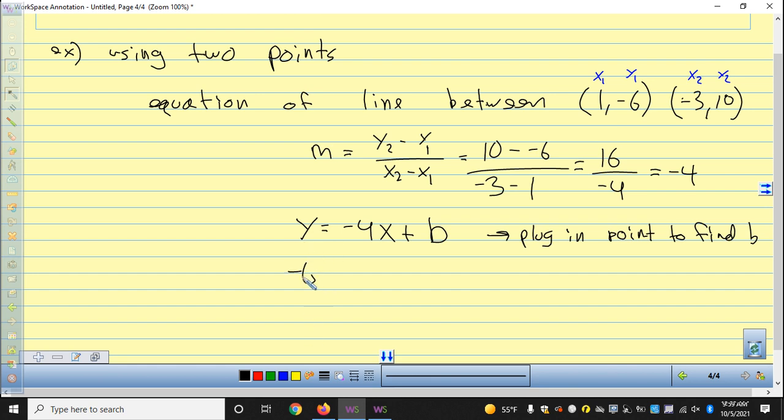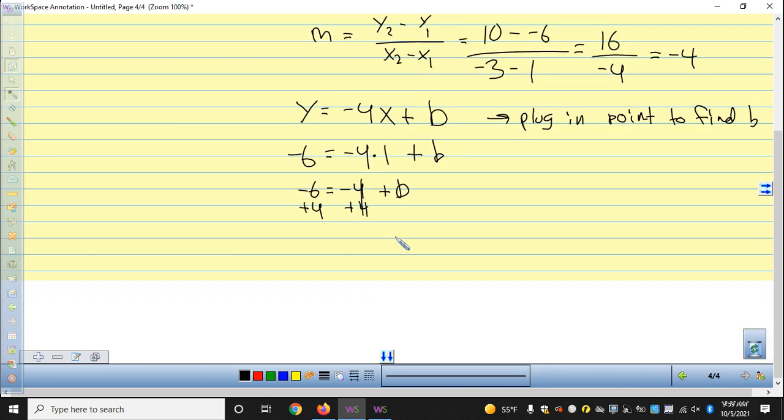I get negative 6 equals negative 4 times 1 plus b. Well, negative 4 times 1 is just negative 4 plus b. Add 4 to both sides to get b by itself. These go away, and I get b equals negative 6 plus 4 is negative 2. So I have my slope is negative 4. I have my y-intercept is negative 2. So my equation is y equals negative 4x minus 2.